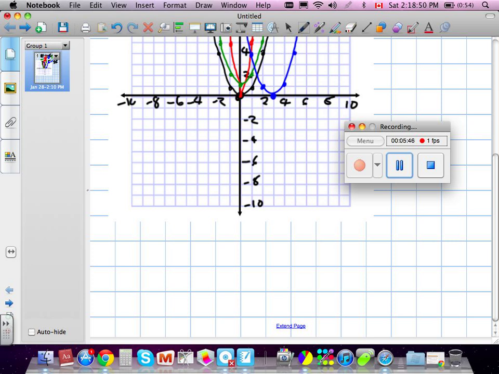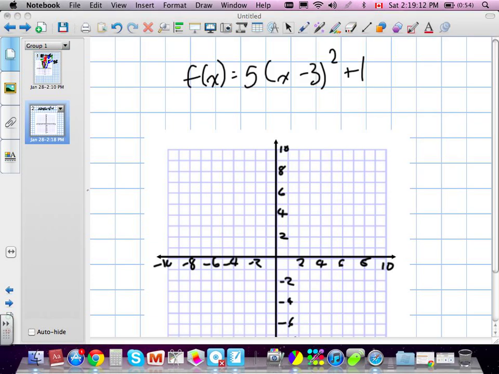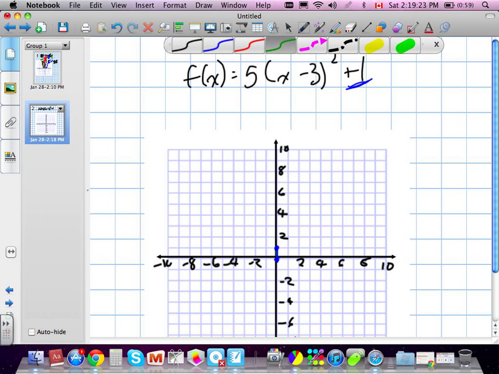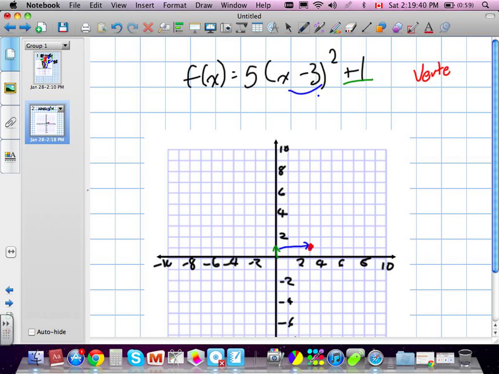Now what's actually happened here is we're going to redraw because it's very confusing right now. We're going to put them all together. So instead of drawing the original one, we're going to draw them all put together. First off, our vertex goes from the 0 point to the 1 point, right? So we already know we have to go up 1. That's our k value. Our h value says negative 3, but what direction do we go? To the right. So we go in the positive direction 3. So here's our new vertex.